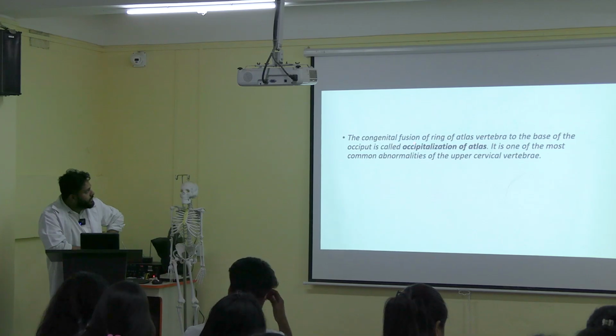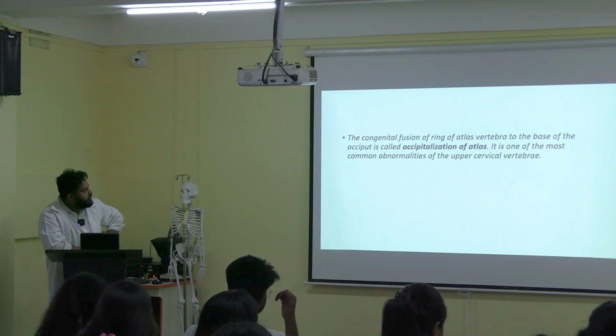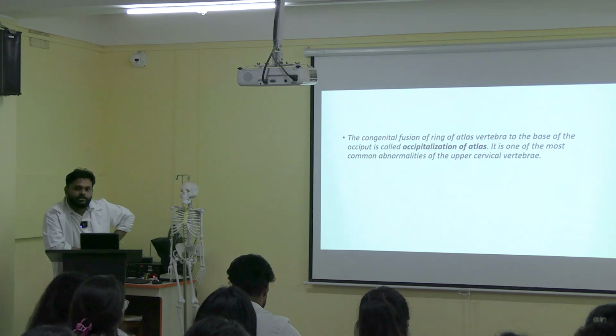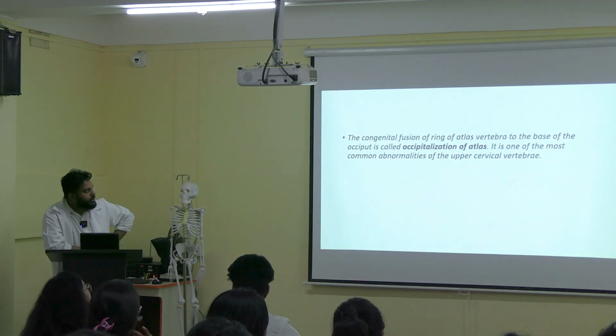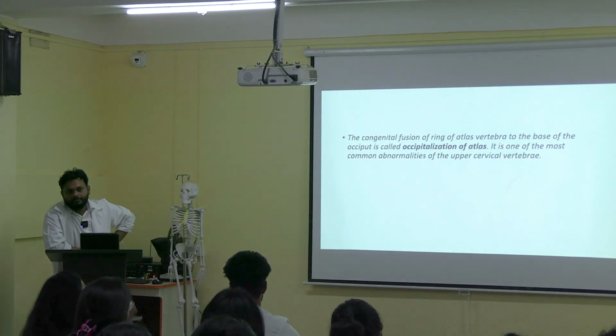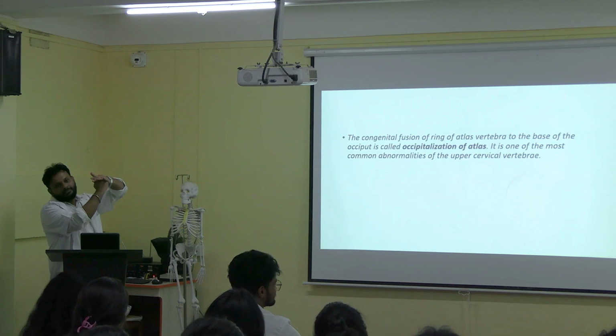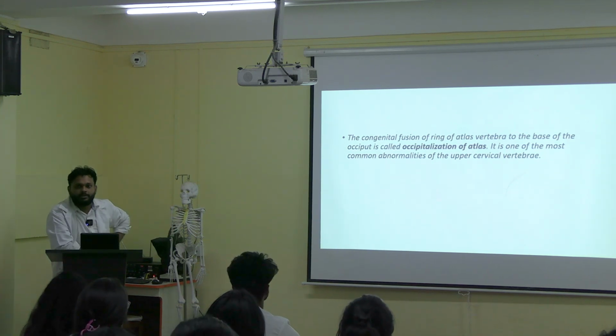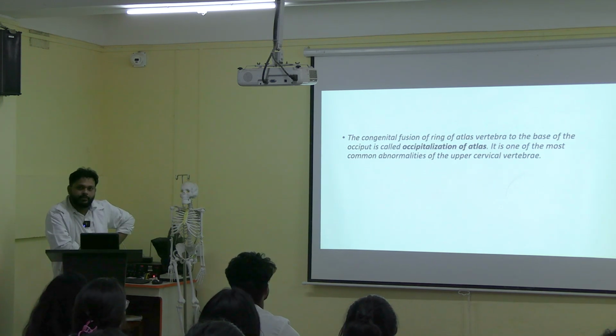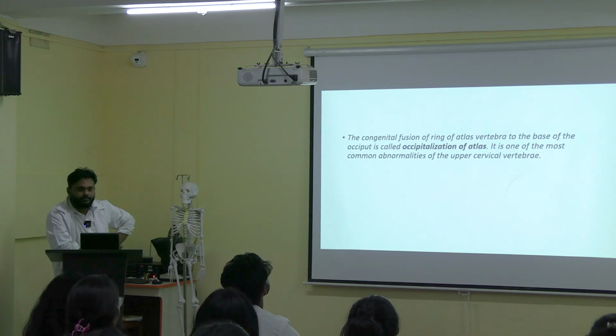See, the ring of the atlas vertebra fuses with the base of the occiput. It is one of the most common abnormalities of the upper cervical vertebrae. Both fuse together. Okay, this is known as occipitalization of atlas vertebra. Okay? So done.